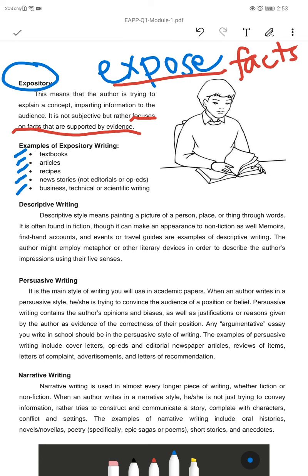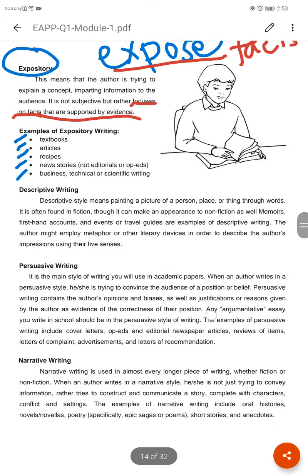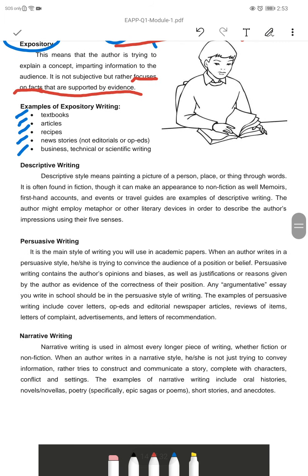Sample, a textbook. Of course, textbook only contains information about the subject. Articles, same, explaining the topic of the article. Recipe, only explaining the process of cooking. News stories, or news, or balita. So, there are no biases in making news. That's why in 24 Oras they say, walang kinikilingan, walang kinoprotektahan. So, it's purely objective, expository, exposing facts only. And of course, technical, business, and scientific writing, they're all purely facts. And then we have another technique that is the descriptive writing.